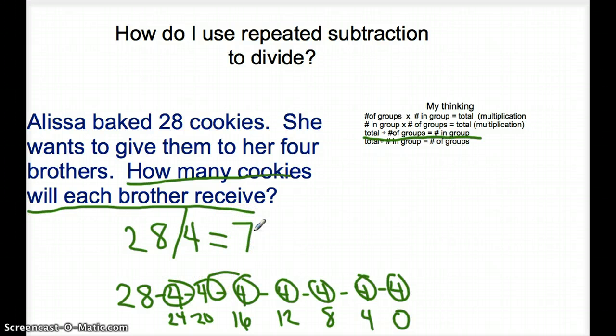You should have said 28 divided by 4 equals 7. If you didn't get that answer, see if you can figure out where you went wrong. Was it just because you subtracted incorrectly? Is it because you thought of the 0 as the answer instead of counting how many groups? Think about what it was and try the problem again.